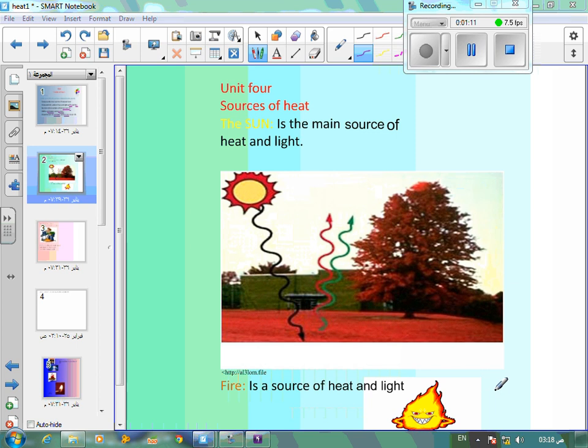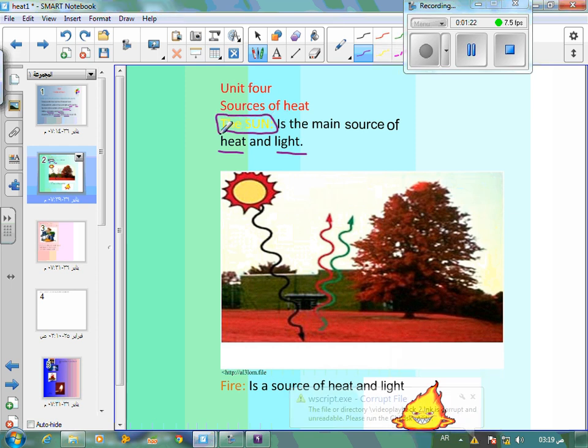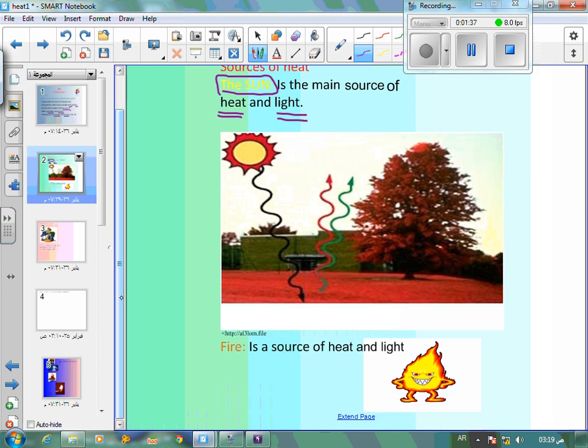Sources of heat. The main source of heat and light is the sun. So, the sun is the main source of heat and light. We can't live without the sun. It gives us heat and light. Is there another source of heat and light? Yes, fire.